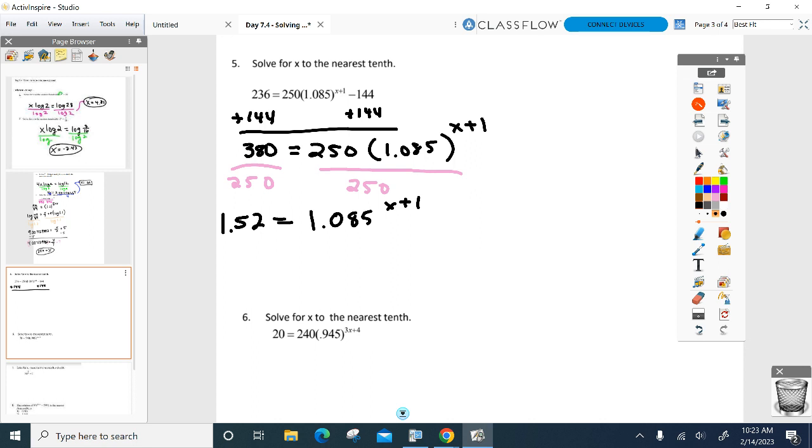You ready to log? Bring down the x plus 1. X plus 1 comes out from its exponent spot. Again, this is what I talked about last problem. Make sure these are separated so it doesn't look like x plus 1 log. I'll put a parenthesis there. And log the other side.